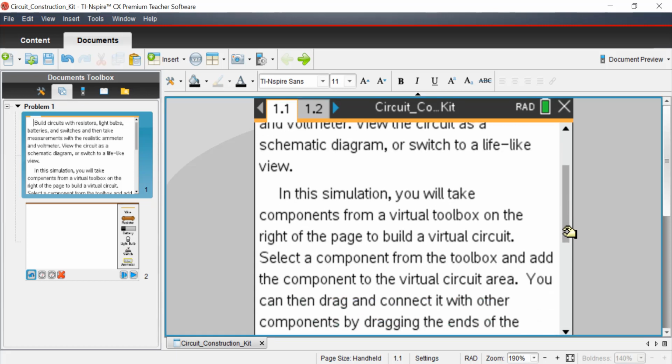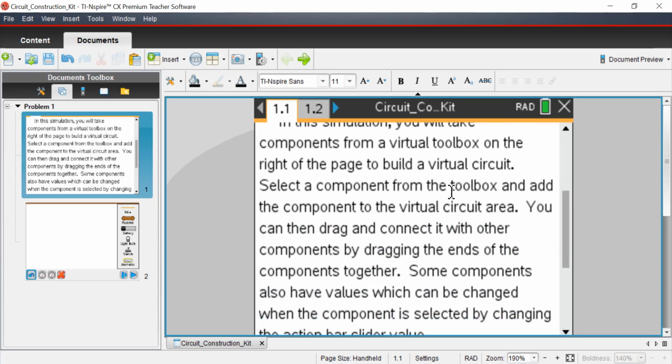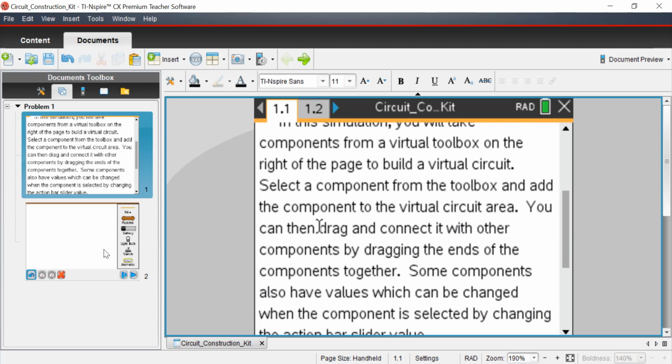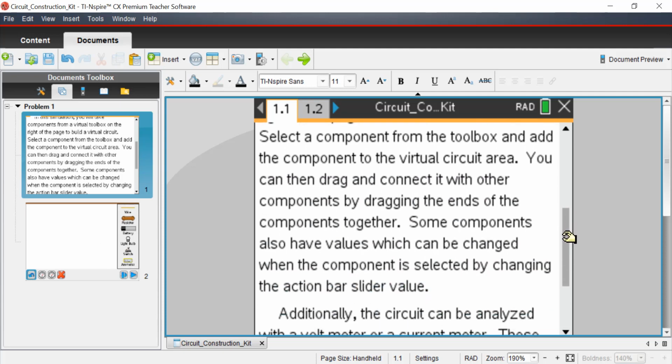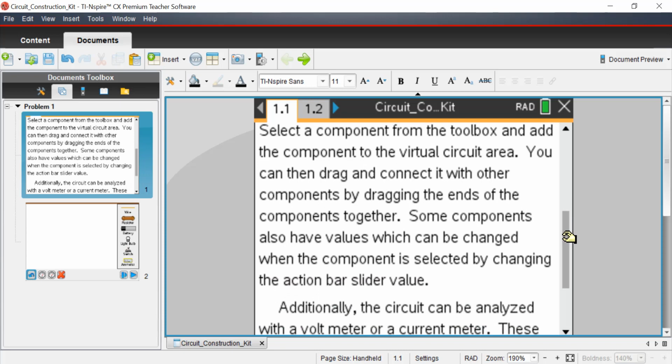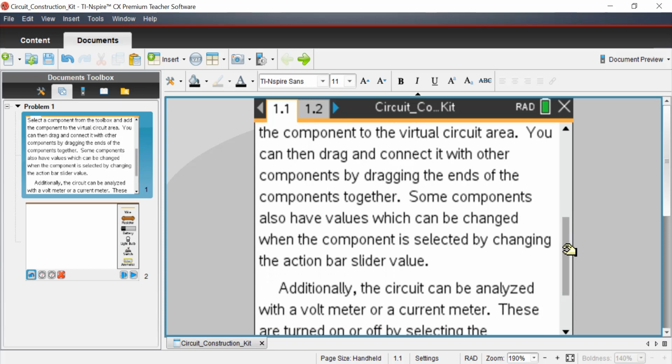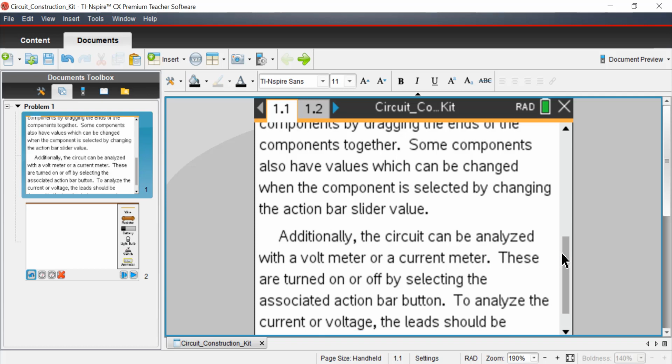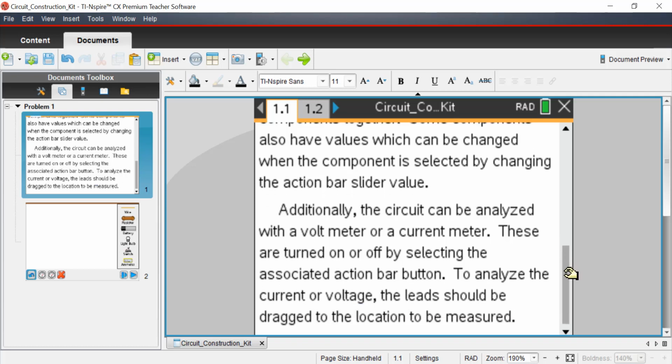All right, so in the sim, we're going to take components from our toolbox, on the right side of the page. To build a circuit, we're going to select a component from the toolbox and add that component to the virtual circuit area. And then we're going to click and drag some things to connect it all together and test things like light bulbs, making sure that those work the way we expect them to. Toward the end of the video, we're going to probably try a couple of light bulbs and see how that works compared to just a single light bulb.